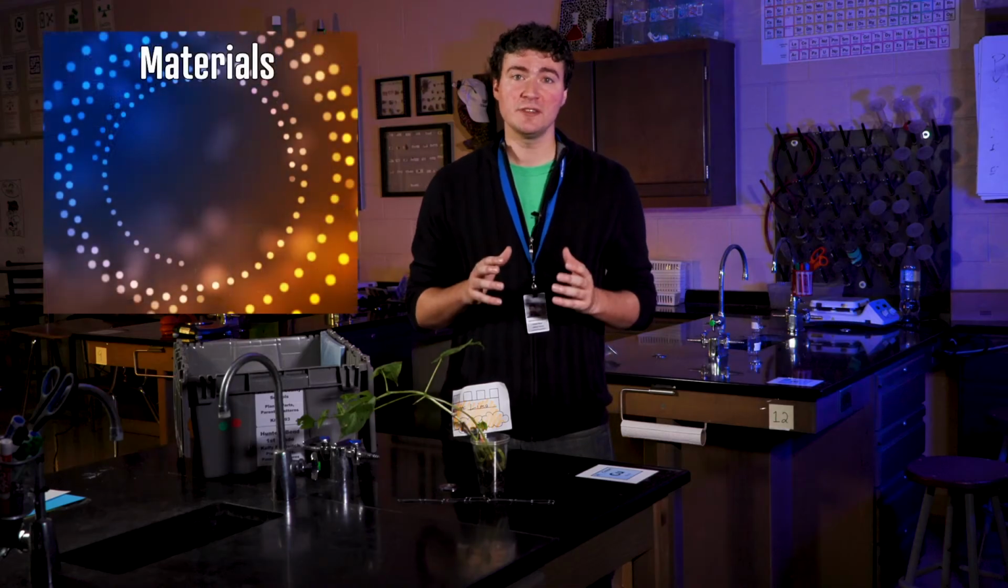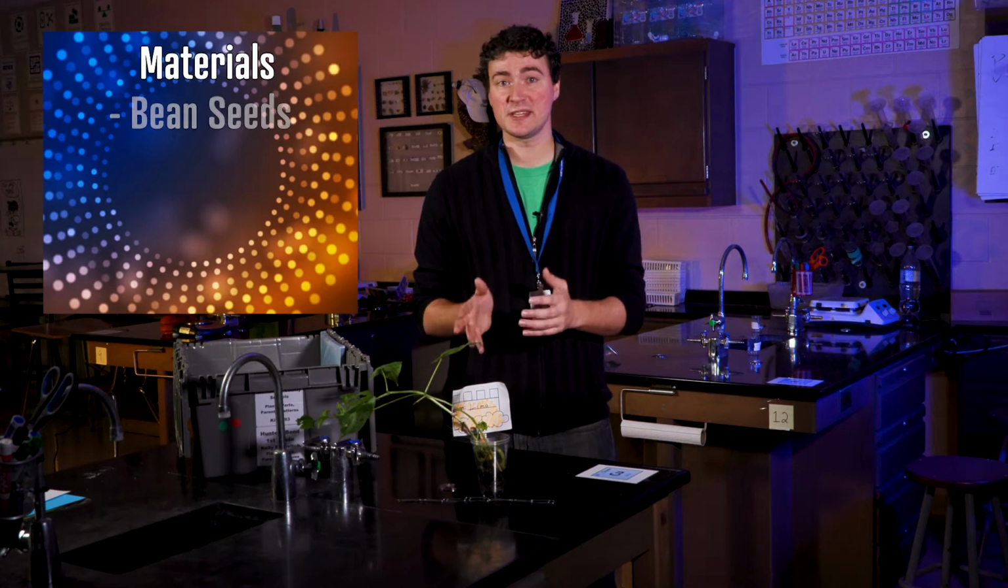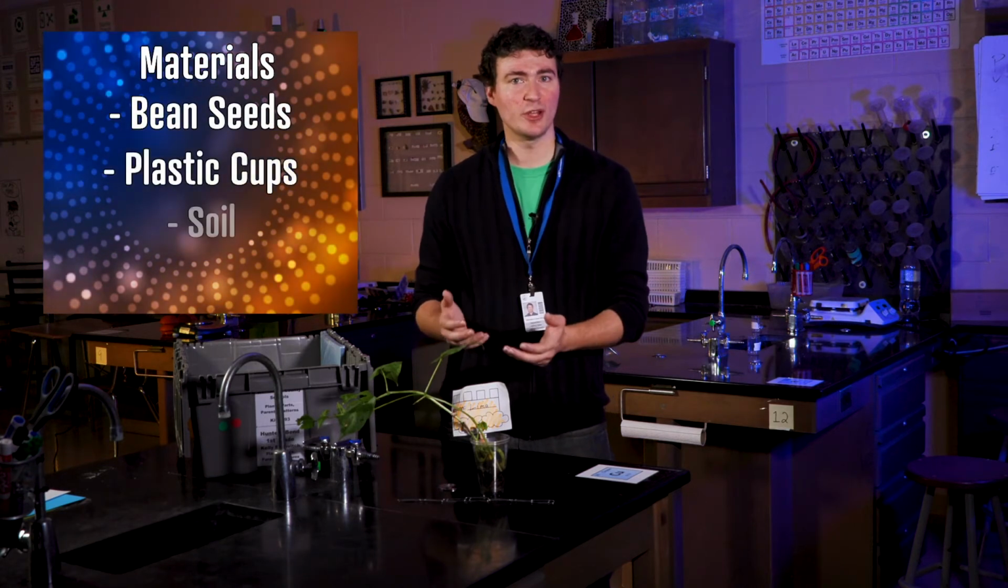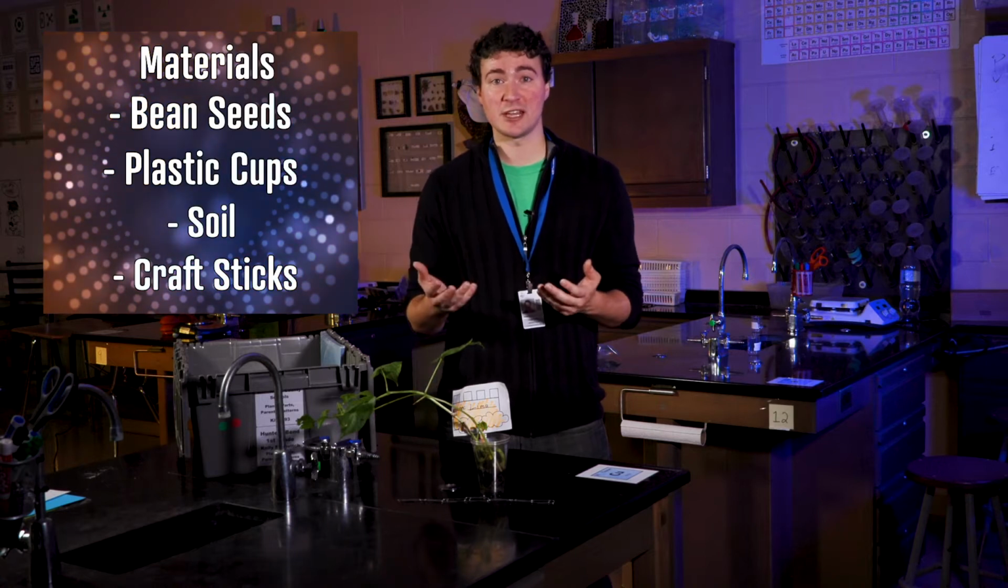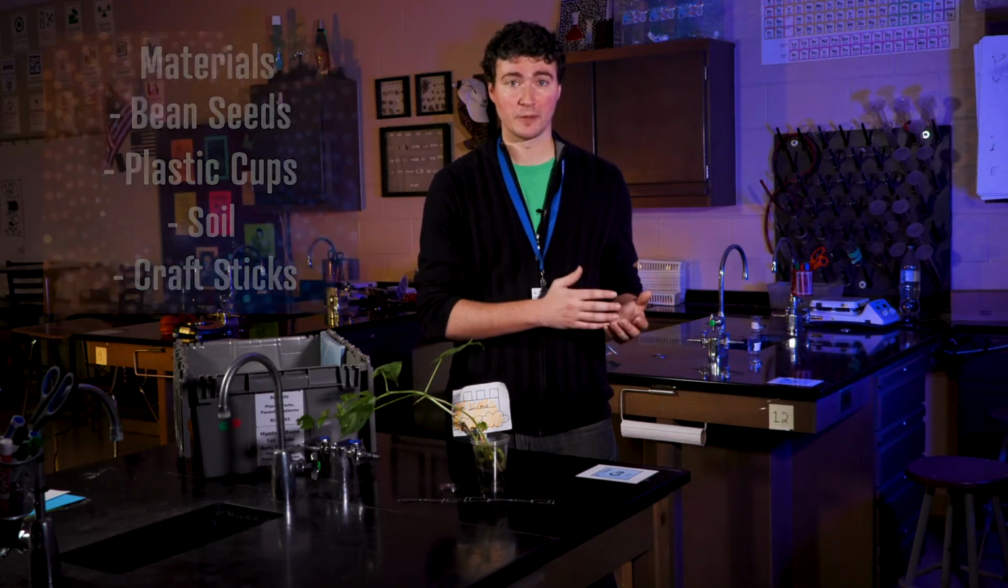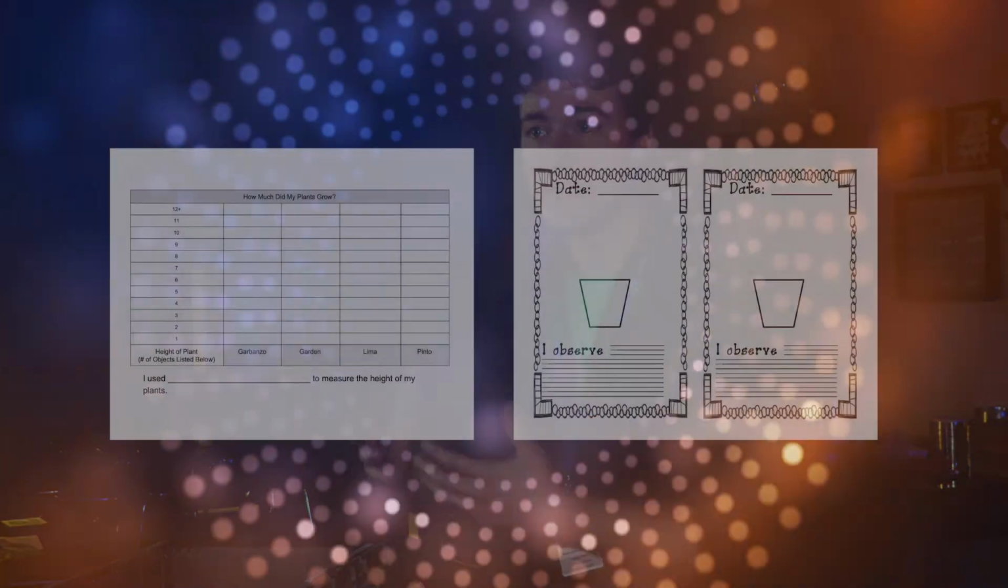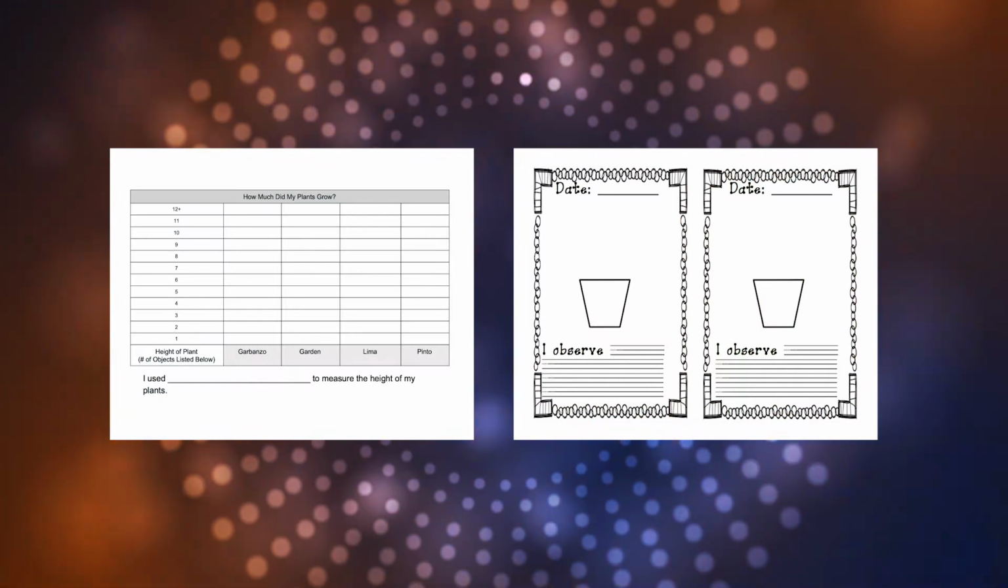Lesson 3.7 uses the same bean seeds, plastic cups, soil, and craft sticks that students used in their investigation from Lesson 3.4. Beyond these materials, there are hyperlinks to a pair of handouts for students, which can be found in the digital kit manual for this lesson.